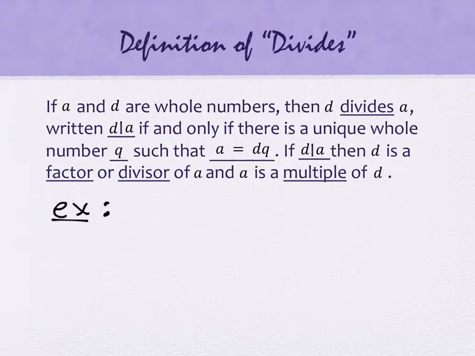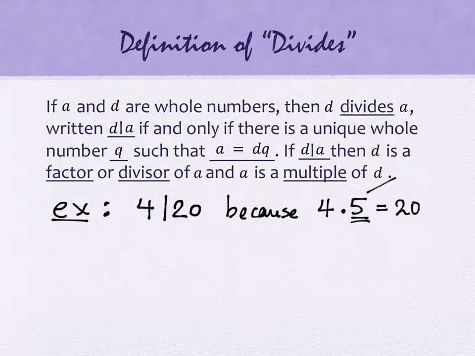And as with any definition, putting some numbers in makes it a lot more clear as to what we're talking about. So we would say that 4 divides 20. And the reason is because 4 times 5, there's a number 5, specifically this is the number, that equals the 20. And this right here is that Q that it's talking about. There's a Q that I can multiply, in this case by 4, to get to 20.